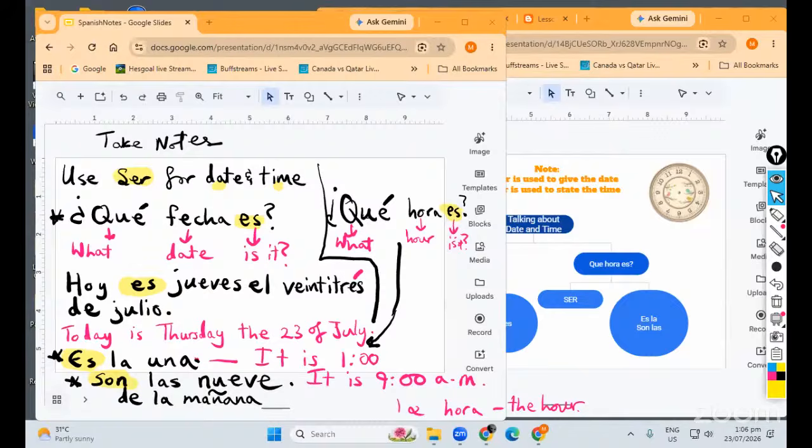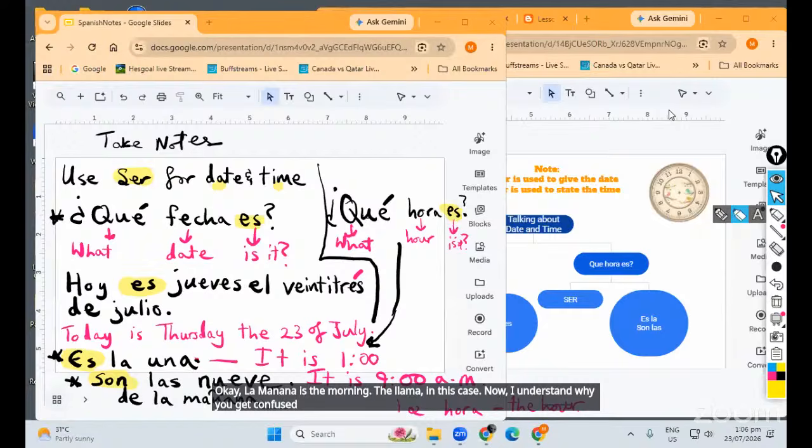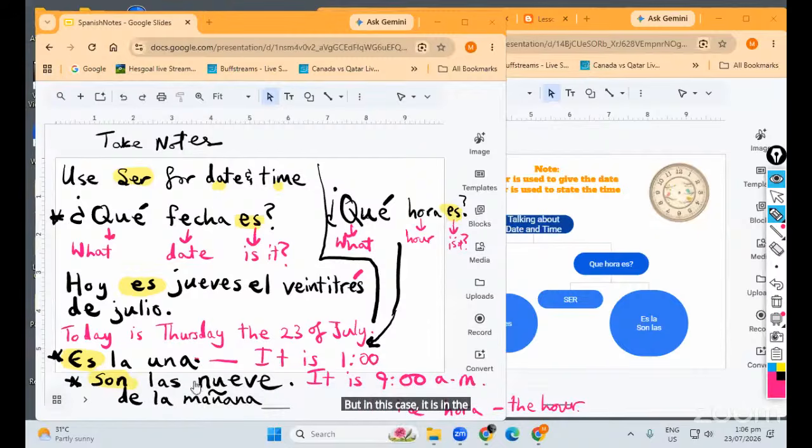Okay, la mañana is the morning. In this case. Now I understand why you get confused because sometimes it's the morning and sometimes it's tomorrow. But in this case, it is in the morning. Right here, the idiomatic translation is AM, but it is literally of the morning. But it really means AM. It's how we indicate AM in Spanish. All right, so a lot of people are indicating that they are done, right?